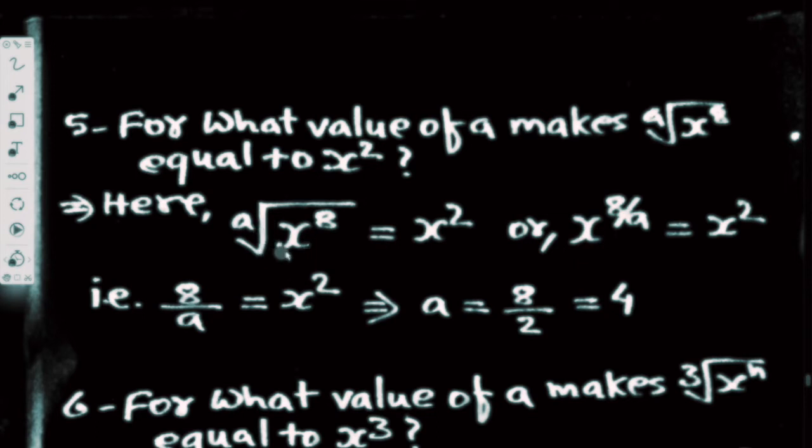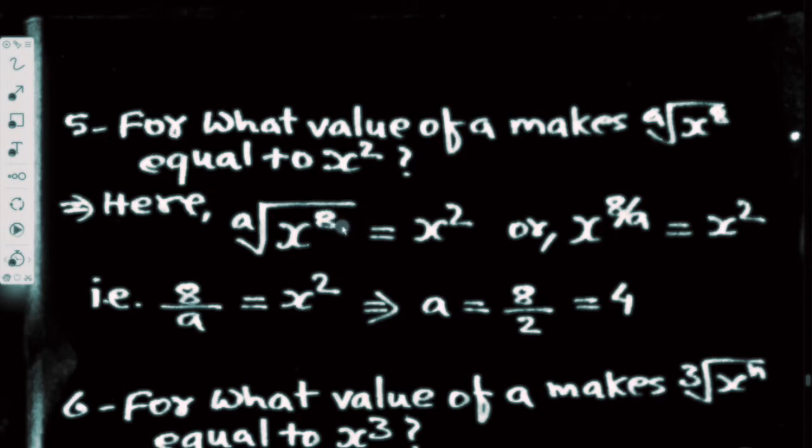The a-th root of x power 8 equals x square. This root can be written in the form of a fraction power. Here x power 8 by a equals x power 2. If the root is cancelled, the a is written at the bottom of the 8.